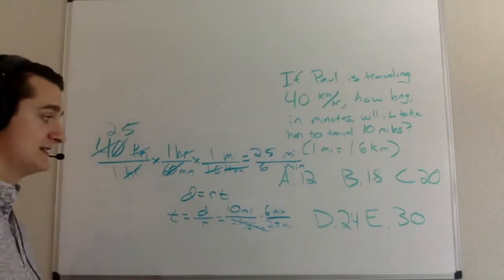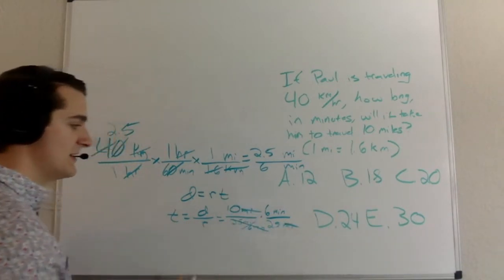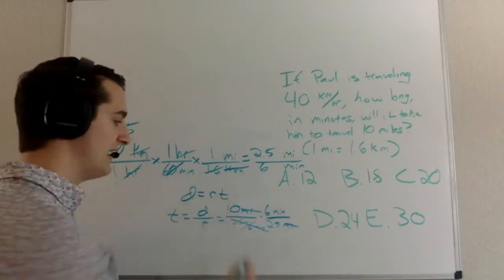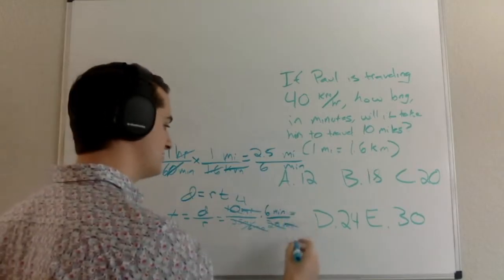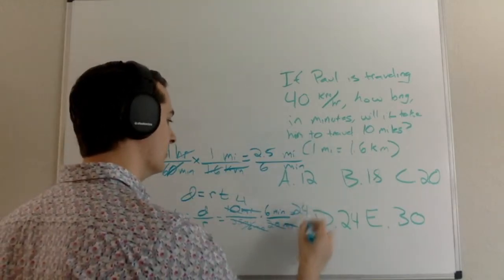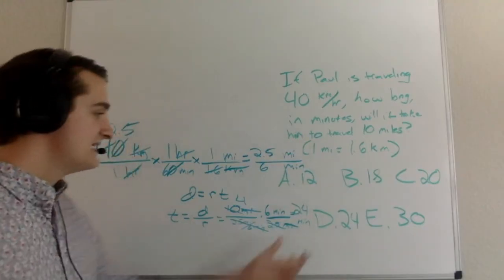And again, you'll notice here that the units cancel. My miles cancel with my miles. 10 divided by 2.5 is going to be 4. So 4 times 6 minutes, which is going to give me 24 minutes here. That being said, that's D.